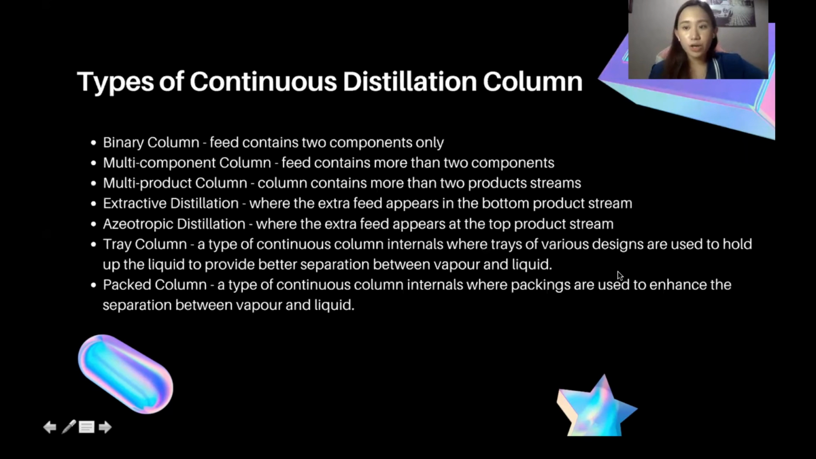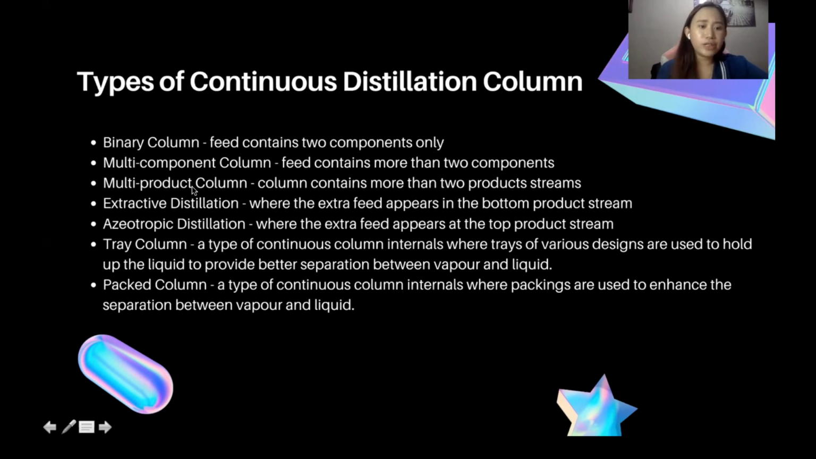Furthermore, there are different types of continuous distillation column. They are classified individually. The first two can be classified according to the nature of the feed that they are processing. For the binary column, the feed contains two components only, while for the multi-component column, the feed contains more than two components.